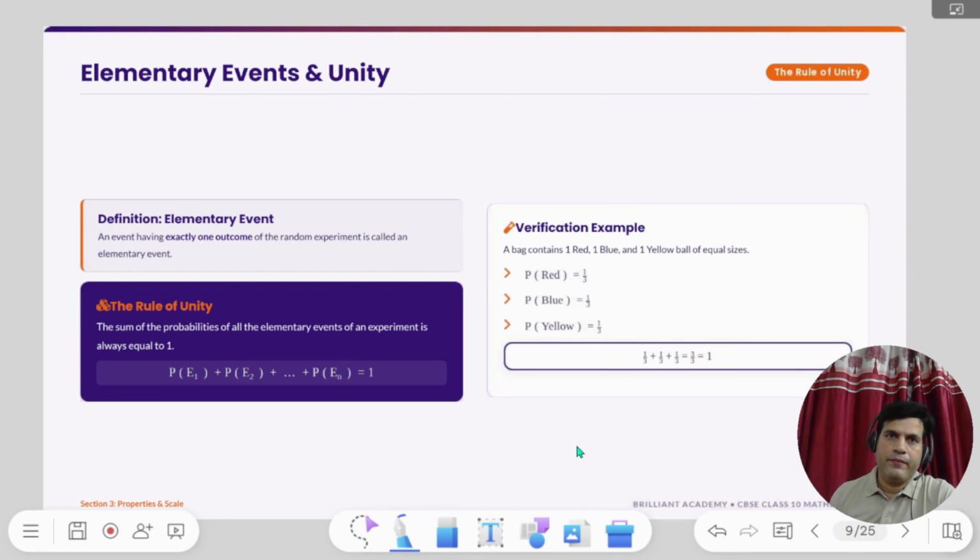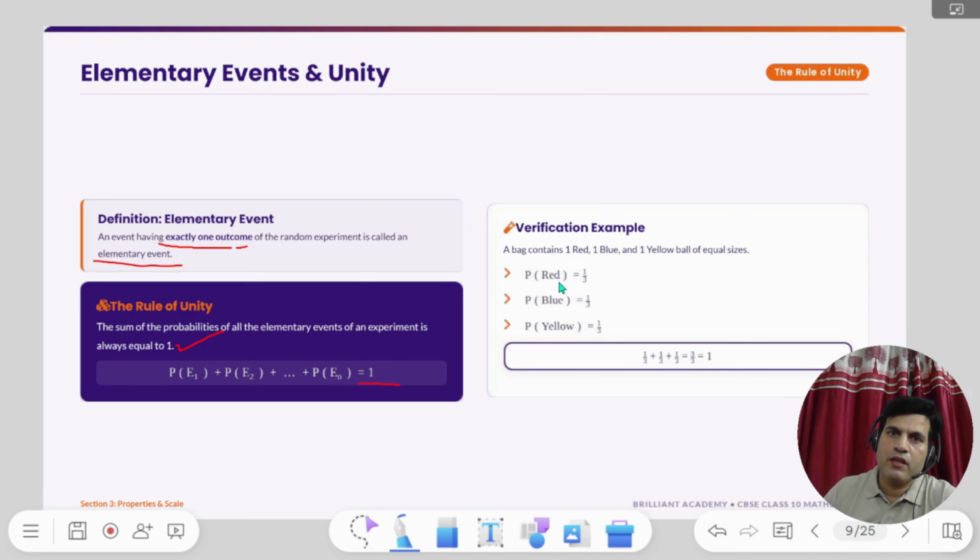And what is an elementary event, or unity? Elementary events are events having exactly one outcome of the random experiment. The rule of unity: the sum of the probabilities of all the events of an experiment is always equal to 1. Like P(e1) + P(e2) + ... + P(en) = 1. Whatever the probabilities of all the elementary events are, if you sum them, the sum will be 1.